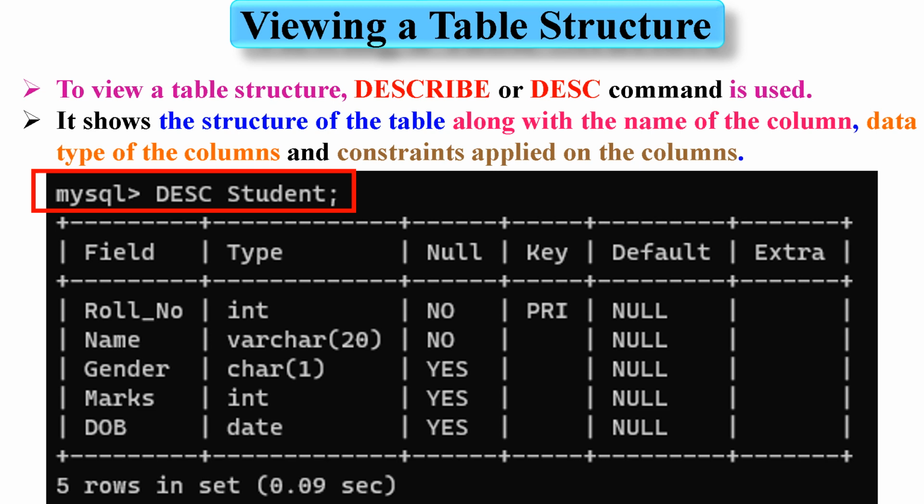Desc student; is typed in the MySQL prompt. You can view the table structure of the student table, which we have created. You can view the field names, their data types, and constraints like null, primary key, default, etc.